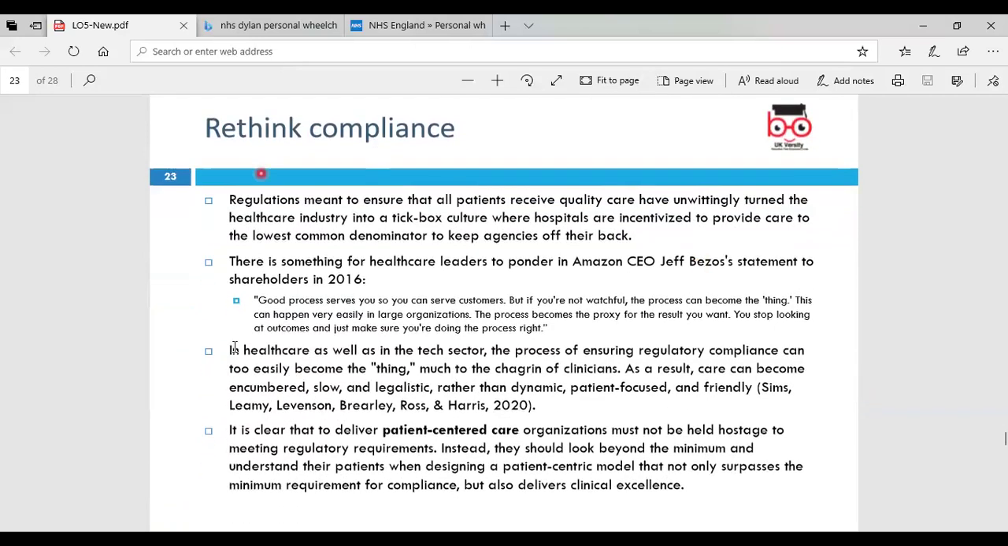Rethinking compliance. Healthcare providers can talk about this a lot. So regulations are meant to ensure that patients receive quality care.